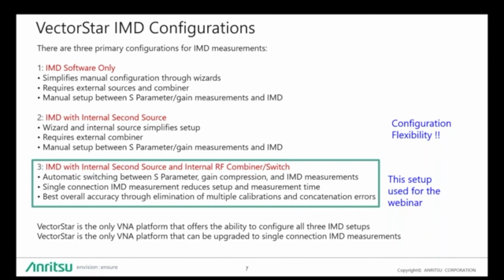For the purposes of this webinar, the setup that I'm using is where both sources originate from the VectorStar itself, and the combiner is also inside the VectorStar. That's the advantage: it's a single connection measurement, which reduces setup and measurement time. You don't have to physically play around with any combiners or adjust power levels of the tones externally. It's all done within the IMDView GUI itself. So that's the combination we'll be using for this webinar.